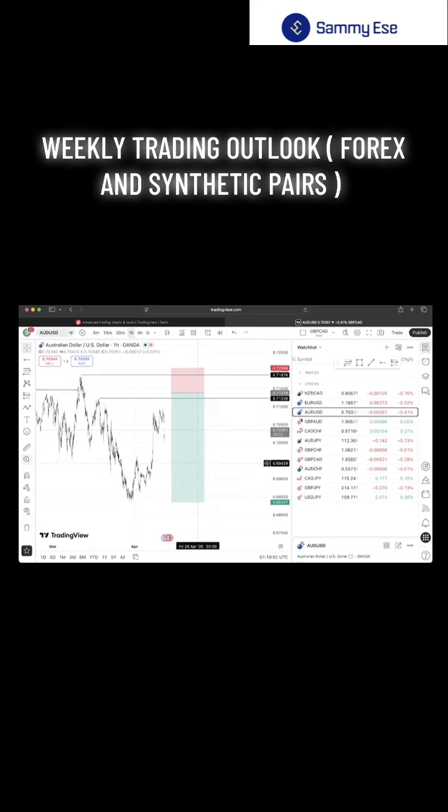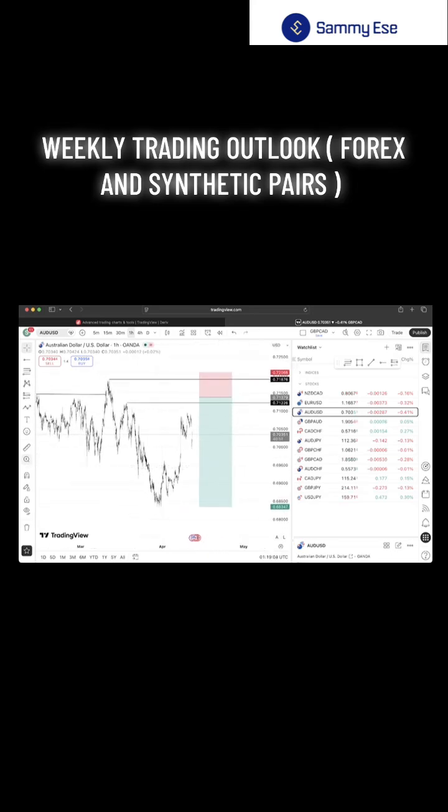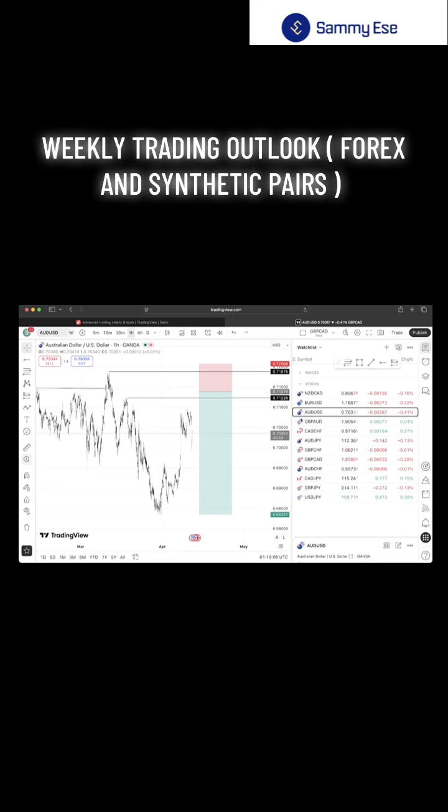I can as well check it on my MT5. Just have this as a reference. You can enter from anywhere here. You see how price reacts from it, stop loss above it, and then take your target here. It's as simple as that.